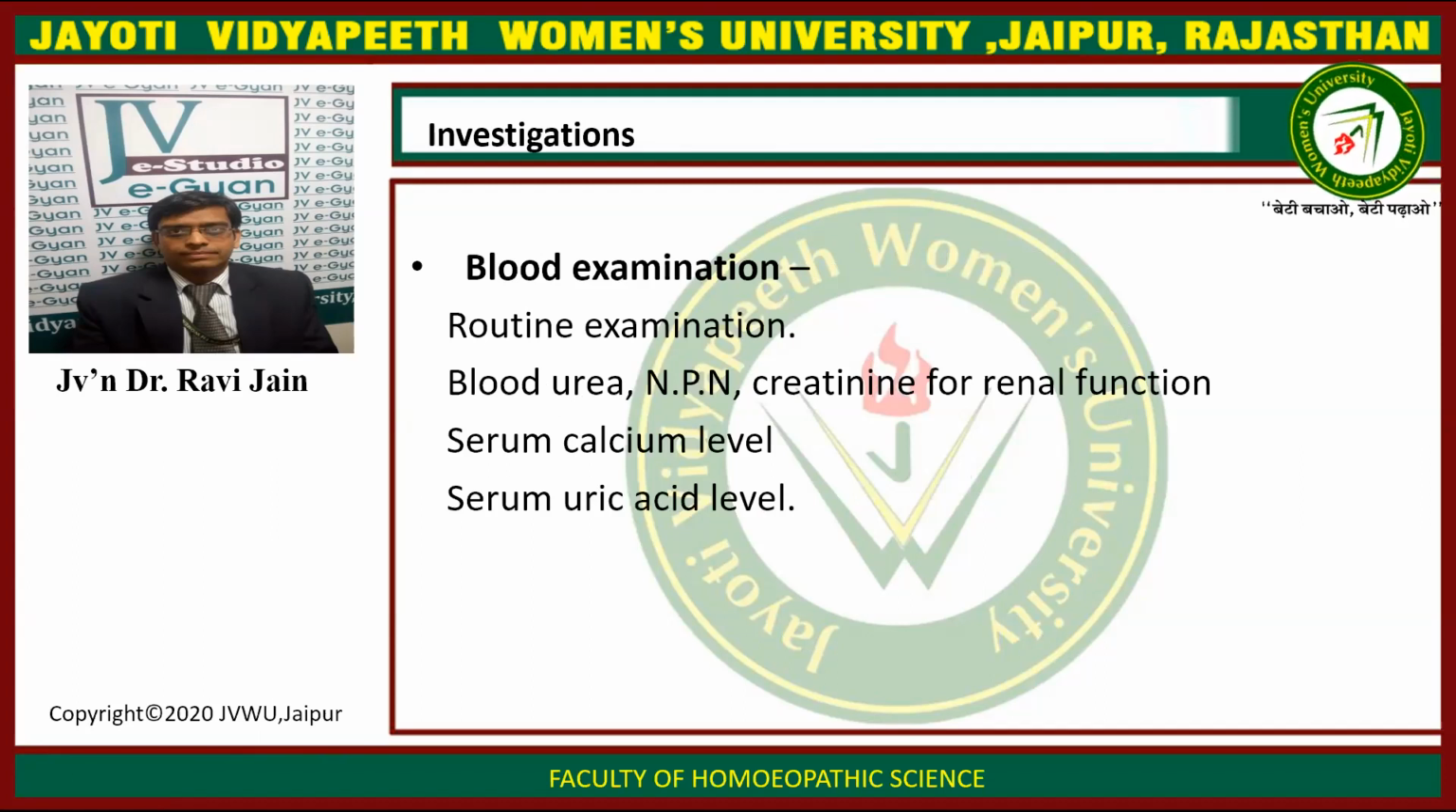The basic investigation involves blood examination. Routine blood investigation, examination for blood urea nitrogen, non-protein nitrogen, and creatinine for the renal functions, and serum calcium level. You have to check the serum calcium level because it can be a calcium phosphate stone. Serum uric acid level is checked to assess whether it is a uric acid stone or not.